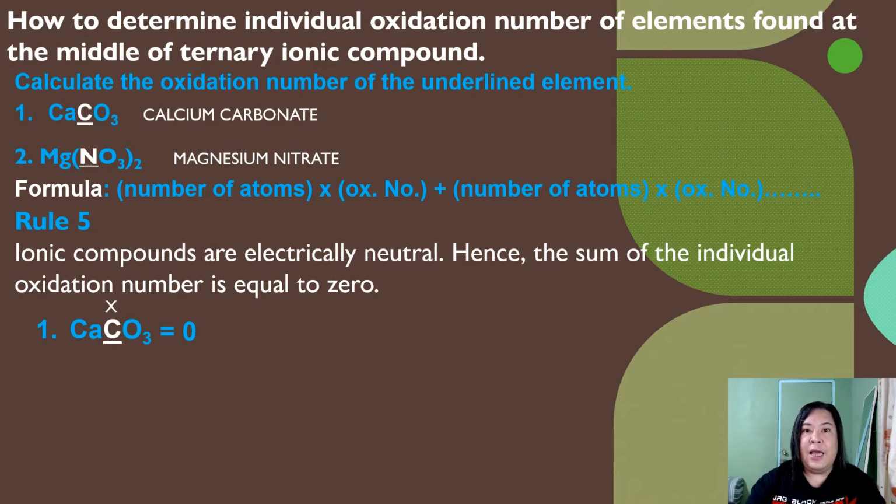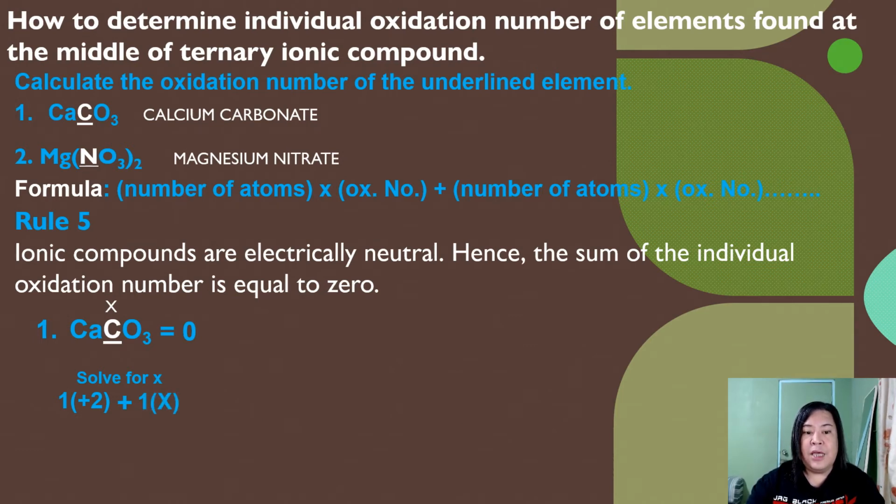Okay, so let us analyze how many atoms of each element are present in this given chemical formula. So for calcium, as you can see, there is no subscript in calcium. So automatically the number of atoms of calcium is 1, okay? And then times the oxidation number, since ang calcium belongs to group 2A, the oxidation number of that element is positive 2. Then add natin yung next element. Since ito yung unknown natin, let carbon be X.